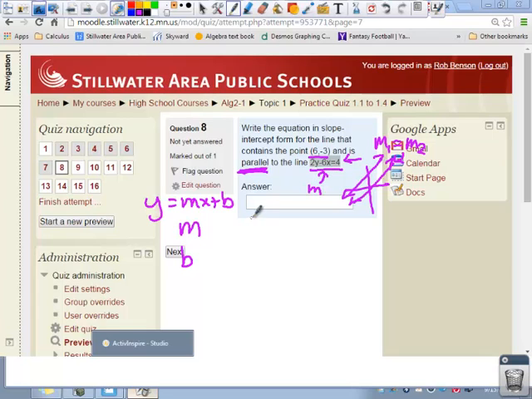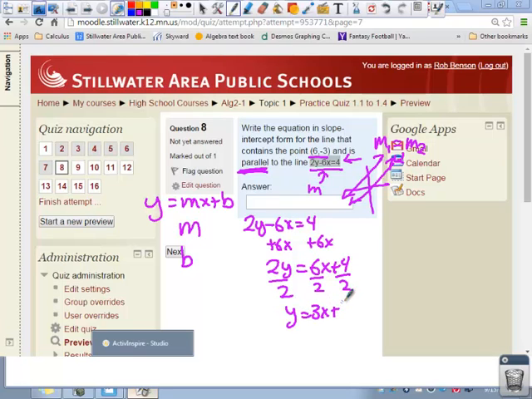So let's do that. I'll just take this 2y minus 6x equals 4, move it down here. I'm going to try to get this y by itself to get it in this form. Then I know what the slope is right there. So we'll add 6x to both sides. So I get 2y is equal to 6x plus 4. Next step to get this y by itself is divide every term by 2. So I got y is equal to 3x plus 2.